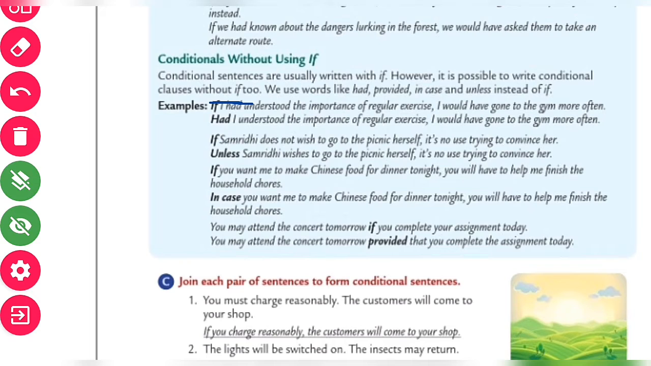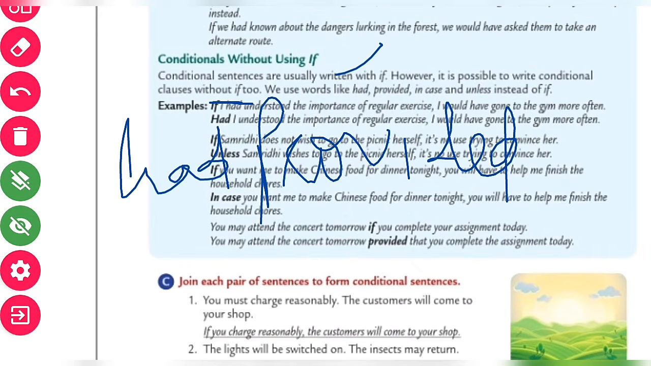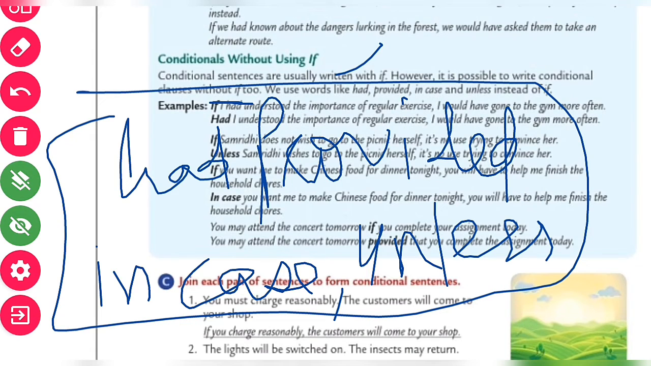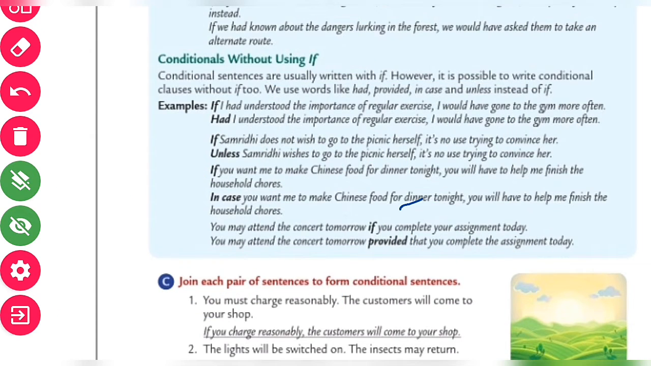Okay, when we use the words had, provided, in case and unless in place of if, it means these are conditional sentences without using if. See, we can write in both types. If I had understood the importance of regular exercise, I would have gone to the gym more often. Had I understood the importance, see, the structure is the same; we cut if and then used had here.